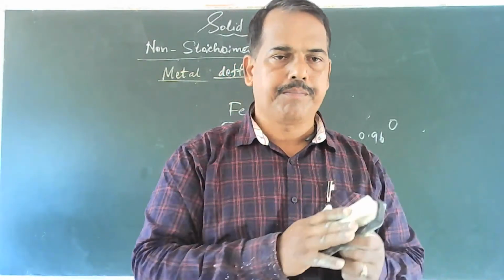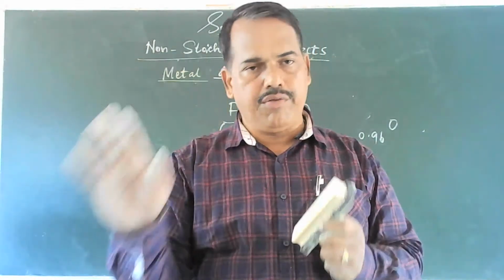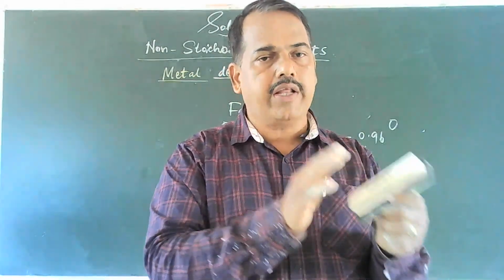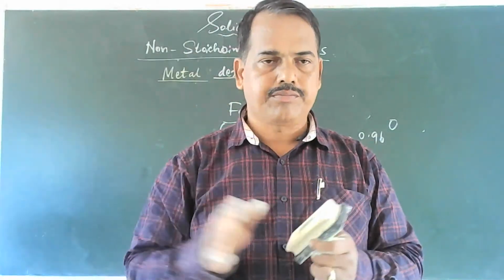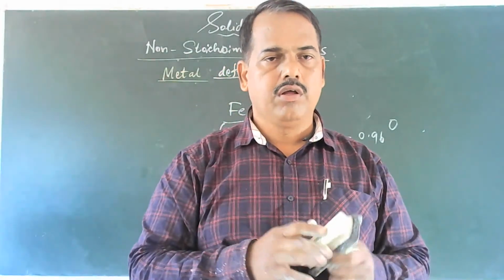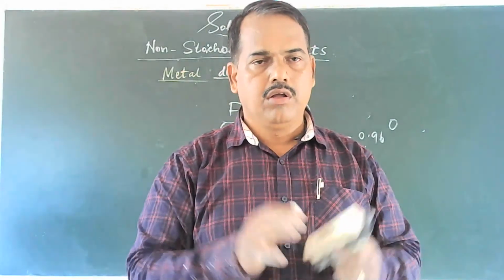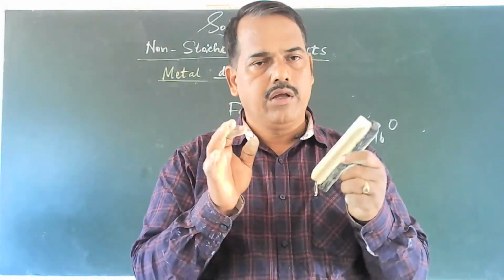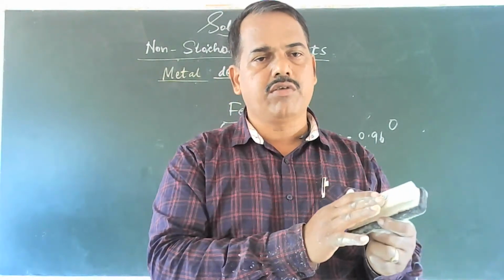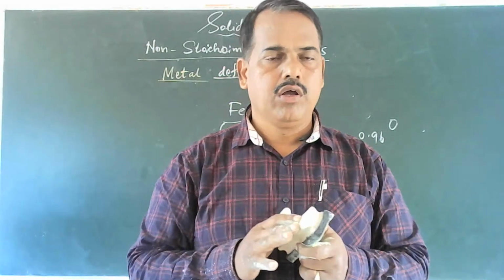Therefore, density remains the same. In Schottky defect, an equal number of cations and anions are missing. Generally, density decreases. We can give an example: silver bromide can show Frenkel defect as well as Schottky defect.